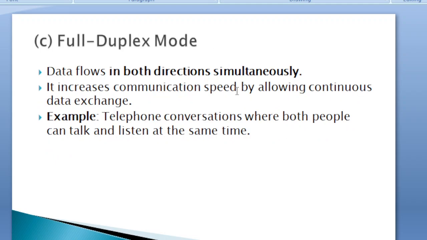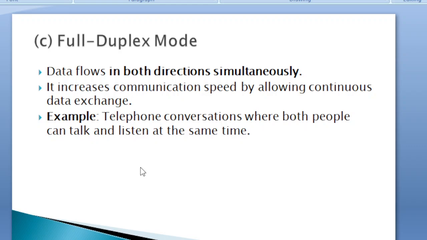But in full duplex mode, data flows in both directions simultaneously. It increases communication speed by allowing continuous data exchange. We can communicate continuously. In this full duplex mode, we can communicate continuously without any wait, or there is no wait in between sender and receiver. The example is a telephone conversation where both people can talk and listen at the same time.